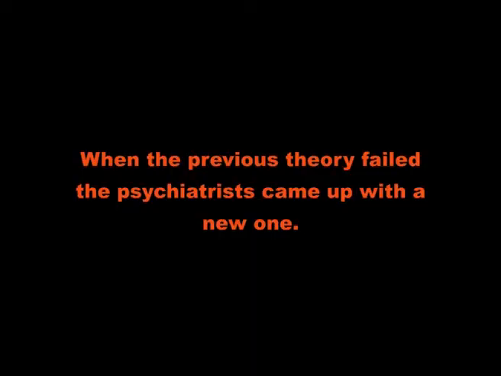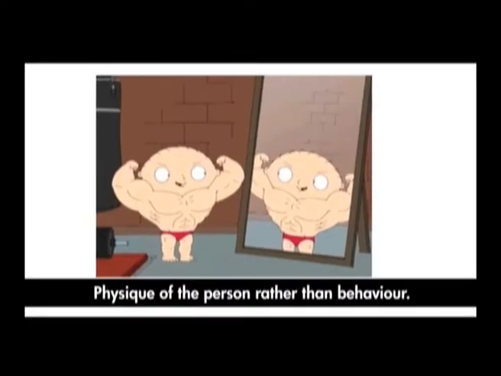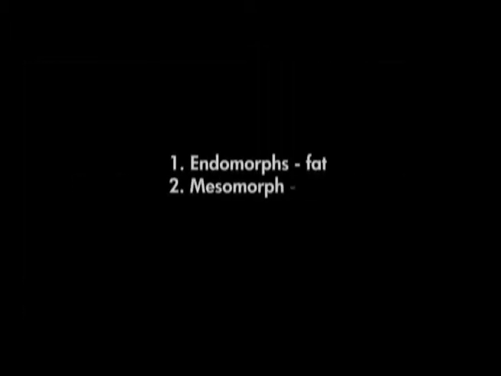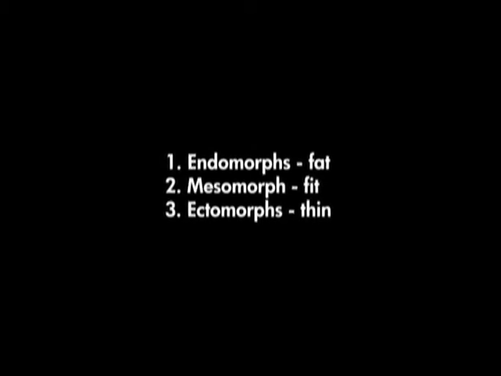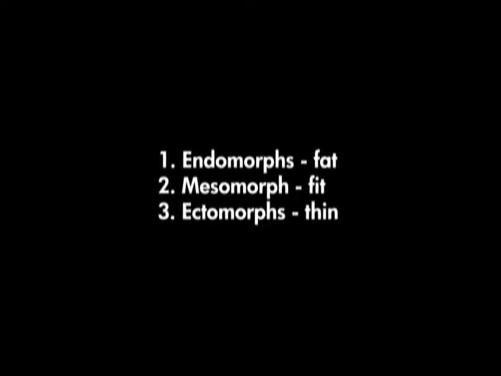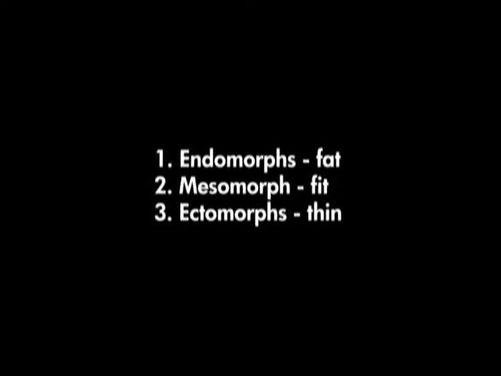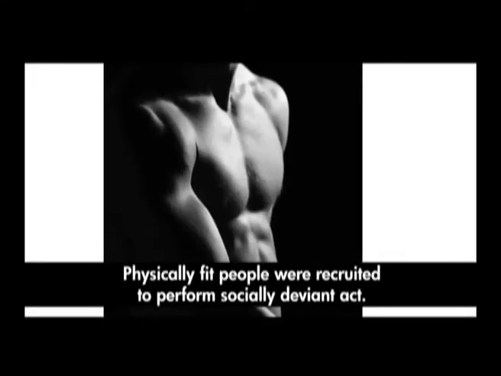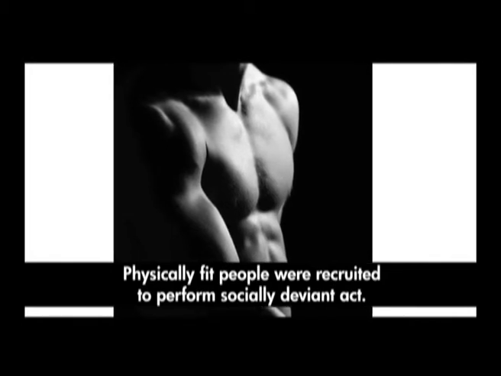When this theory failed, psychiatrists came up with a new one. The new theory was based on the physique of the person rather than the behavior. According to this theory, people were divided into three categories. The first category was endomorphs, people who are fat. Mesomorphs was the second category, those who are fit. And the third category, ectomorphs, who are very thin. The theory said physically fit people, the mesomorphs, were recruited more to perform socially deviant acts. This theory was put back again because it lacked the proof to show the behavior of other inmates.